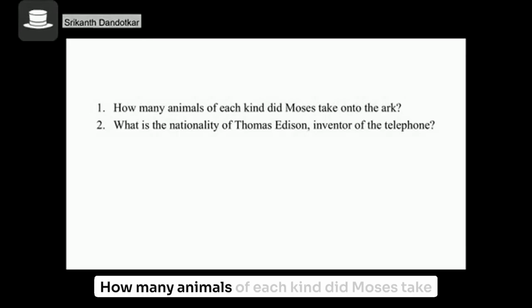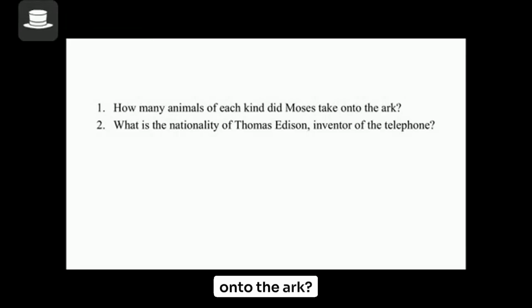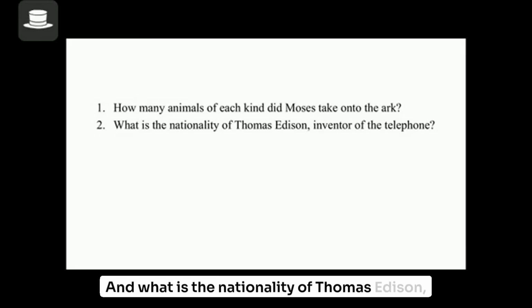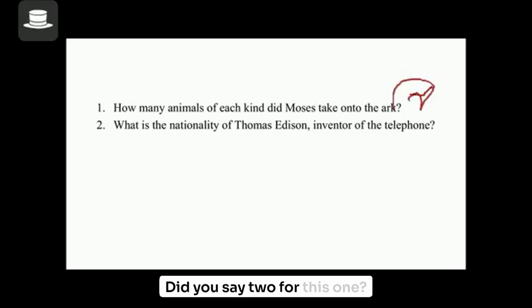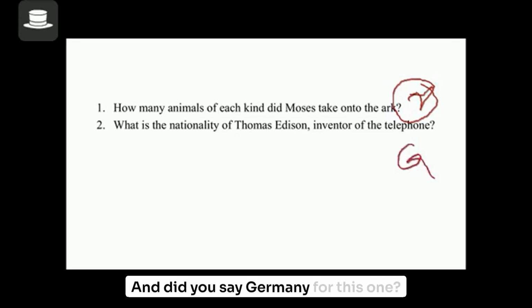How many animals of each kind did Moses take onto the ark? And what is the nationality of Thomas Edison, the inventor of telephone? Okay, take a pause, come up with the answers. Yes, you're right. Did you say two for this one? And did you say Germany for this one? Well, this is what most of the students do.